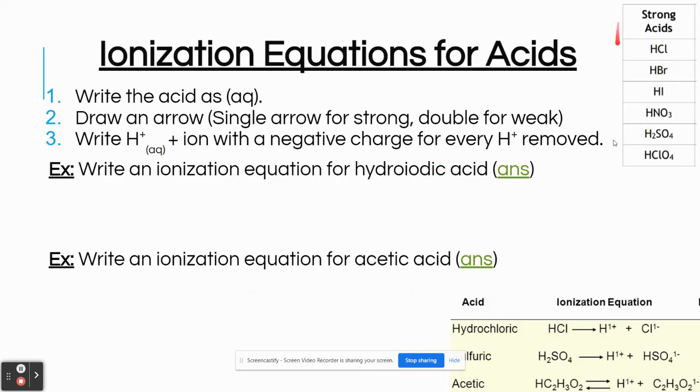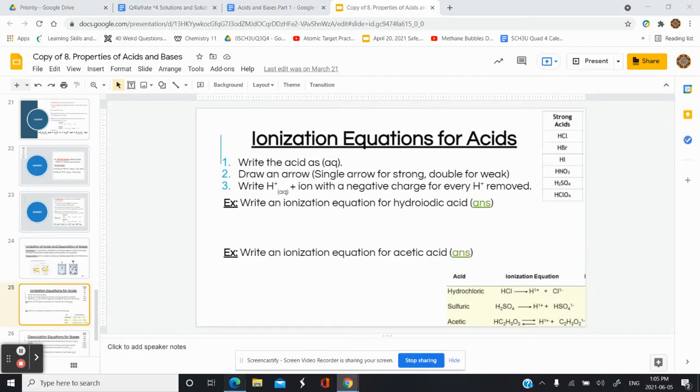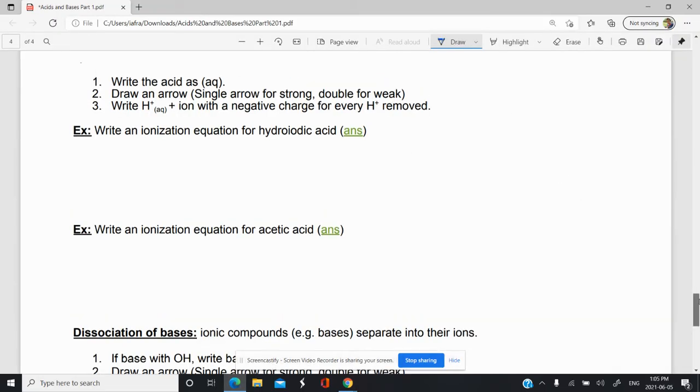Just some references. We have our strong acids over here. And basically whatever's not on here, plus those other exceptions we saw earlier, HClO3, for example, HIO3, for example, those are all strong acids as well, but everything else would be considered a weak acid, and we'd have to use our double arrows for those. So let's go ahead to our handout and do some practice problems together.